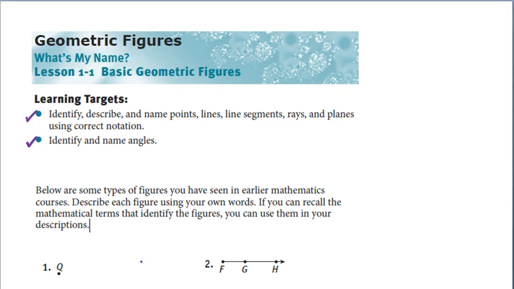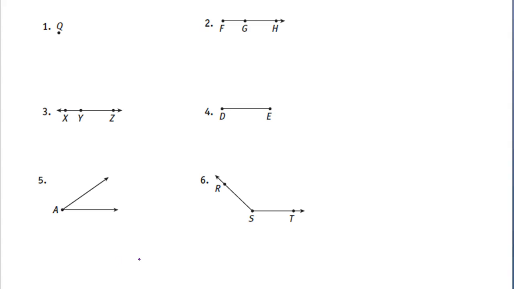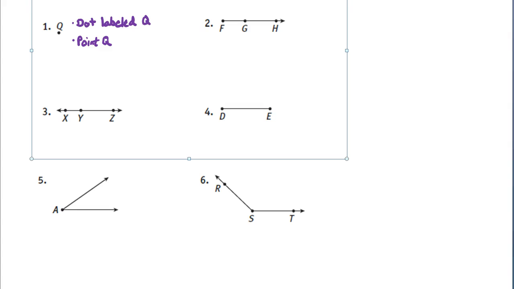Below are some types of figures you have seen in earlier math courses. Describe each figure using your own words. If you can recall the mathematical terms that identify the figures, you can use them in your descriptions. First one, I see a dot and it's labeled Q. So we could write out that description. And officially that is called point Q. So if you remember that that was called point Q, that's awesome.